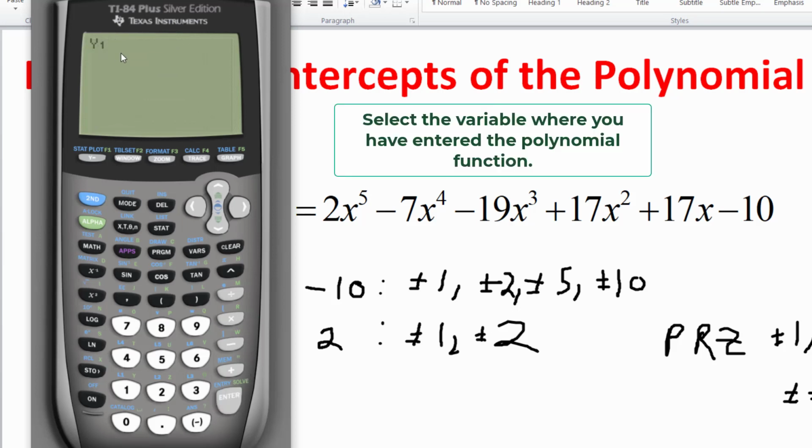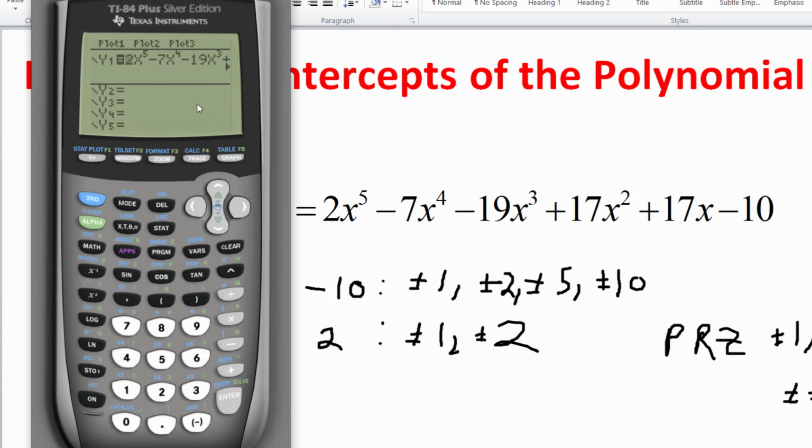So if I evaluate this at 1, and I want you to notice here on the graphing screen, I've already entered this function. You see 2x to the 5th there, minus 7x to the 4th, and so on. That's listed. So I can just evaluate. I could also use this screen.